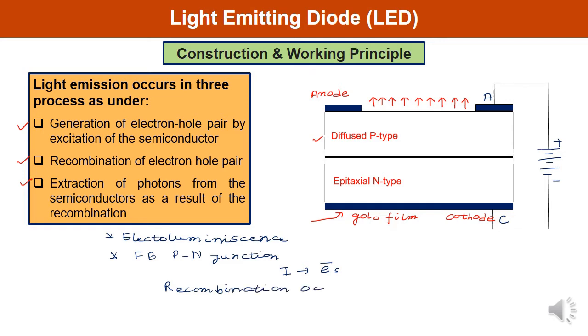Recombination occurs, which is actually the important phenomenon. When an electron recombines with a free hole, it falls from a higher energy to a lower energy. If it falls from this point to this point, then it releases a photon of wavelength corresponding to the energy difference. This energy difference, let us say E2 minus E1.